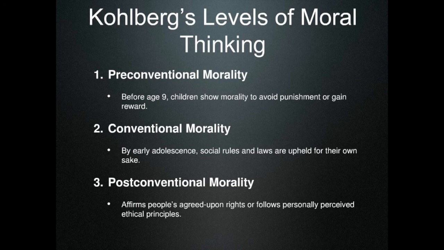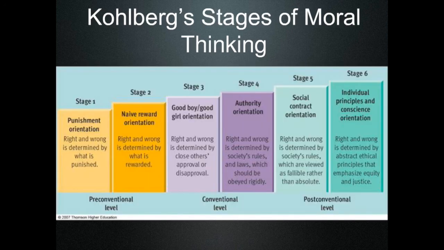And then we finally, hopefully, eventually get, according to Kohlberg, to post-conventional morality, where this affirms people's agreed-upon rights or follows personally perceived ethical principles where you're doing things because it's right, and it may mean breaking the rules. Doing what's right is not always following the rules. Sometimes you have to break the rules to do what's right. Just for example, Rosa Parks, she got arrested, she did what was wrong, but she was doing it because it was right. So that's that post-conventional morality, that stage that everybody hopes to get to at some point.